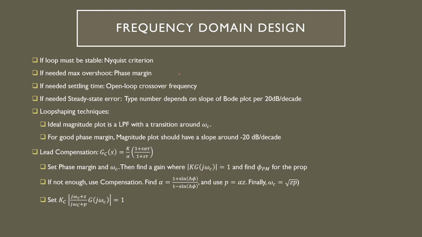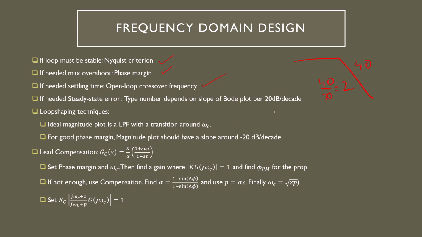So some things that we usually look at. If a loop must be stable, well, we can use the Nyquist stability criterion. If we need to find a max percentage overshoot, phase margin is given. If we need a settling time, we have the open loop crossover frequency. If we need the steady state error, well, the type number depends on the slope of the Bode plot per 20 dB decade. So if you have a Bode plot with a slope of, let's say, 40, then you know that its type is 40 by 20, or it's a type 2. And you know the type system that was in the slide that I mentioned earlier.